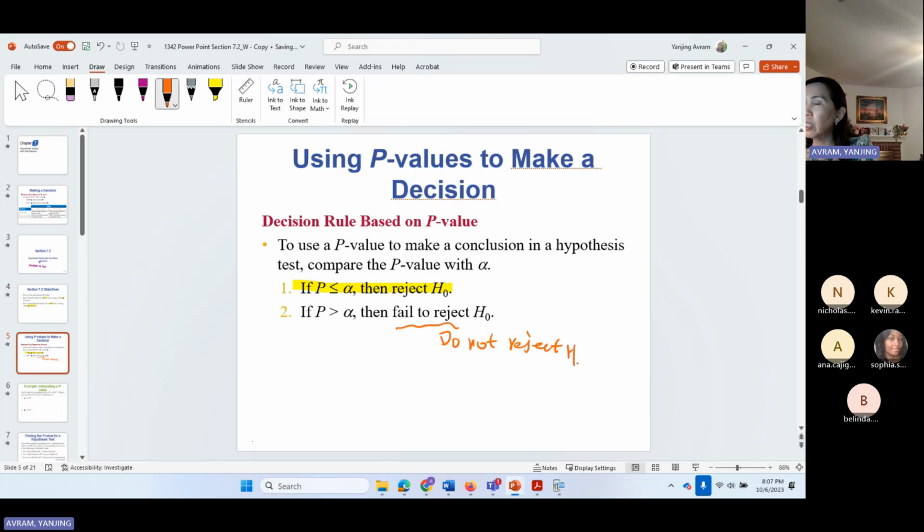All right, in statistics, we usually use this terminology, fail to reject the null hypothesis. What does fail to reject mean? Well, fail to pass the course. What does fail to pass the course mean? If you fail to pass the course, that means you do not pass the course, right? So that is the same thing. Fail to reject the null hypothesis is the same thing as do not reject the null hypothesis.